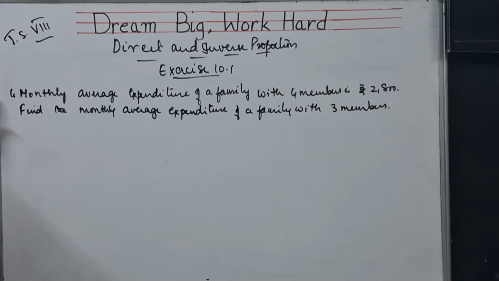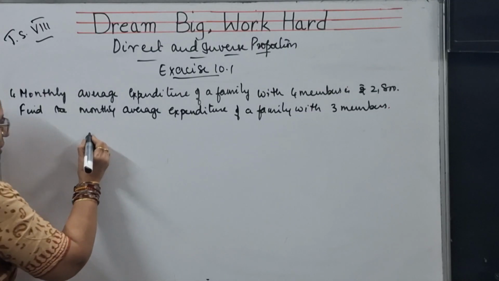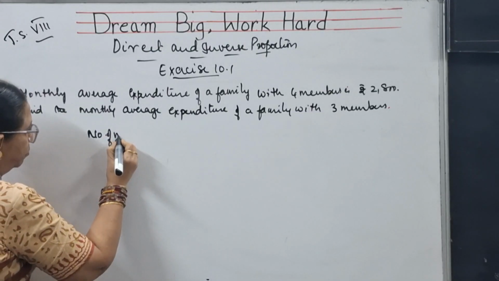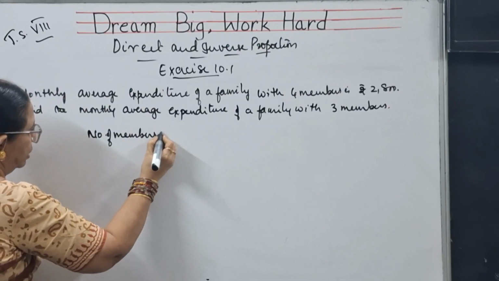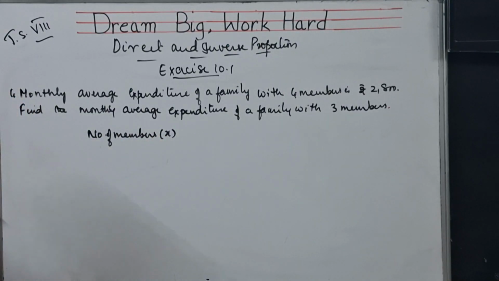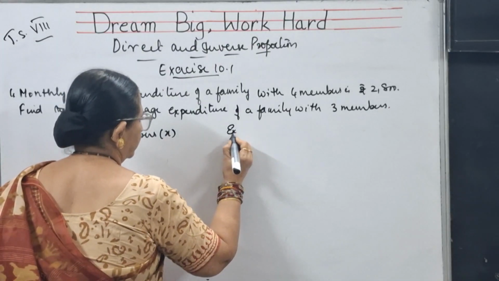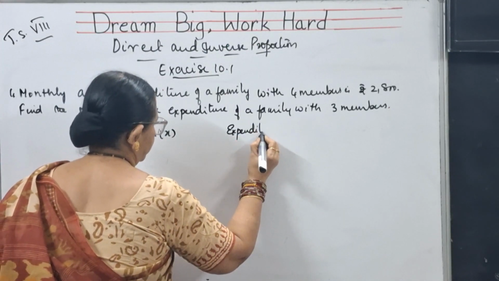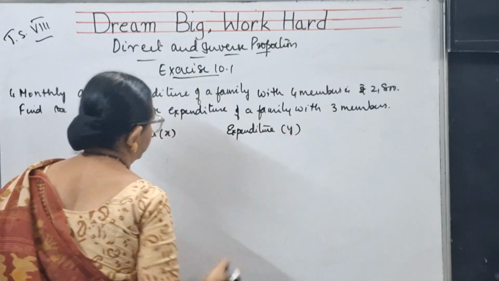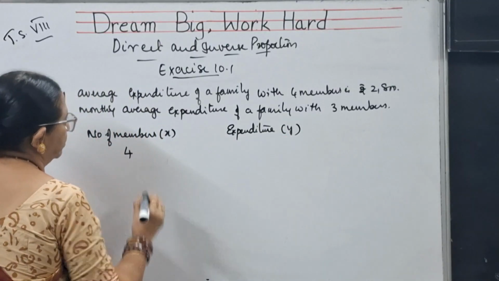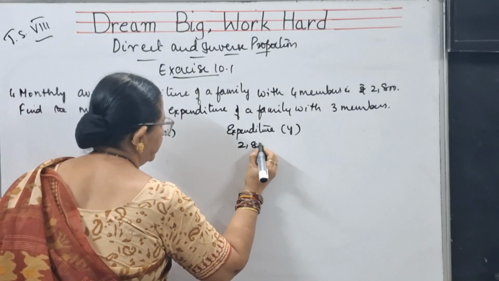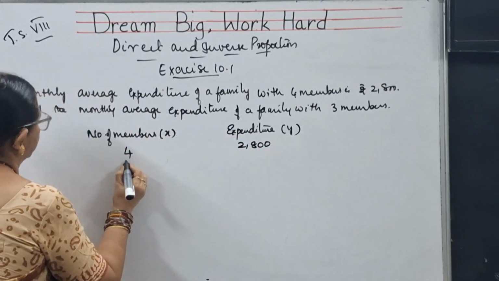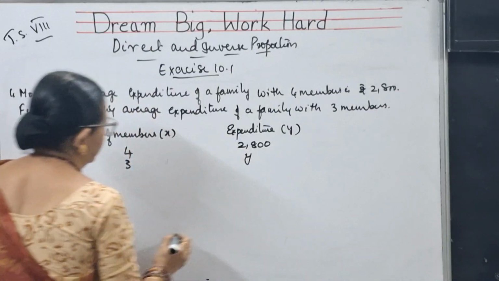Monthly average expenditure. Fourth problem, children. Monthly average expenditure of a family with 4 members is 2,800. Find the monthly average expenditure of a family with 3 members. So, number of members, let us take it as X, and expenditure, let us take it as Y. For 4 members, the expenditure is 2,800. Now the question is for 3 members, it is Y.